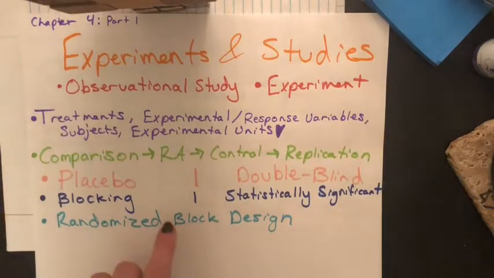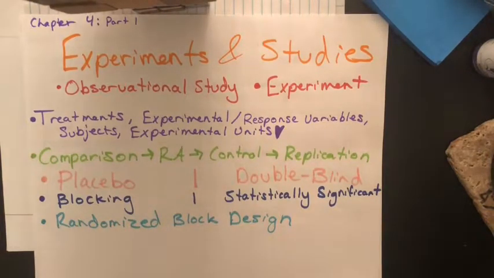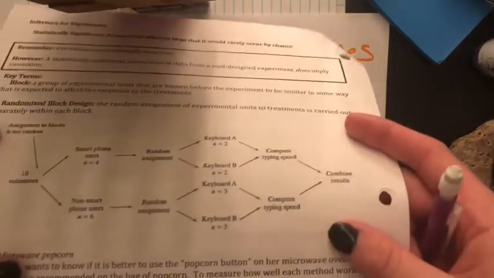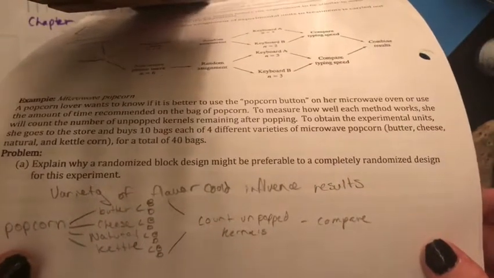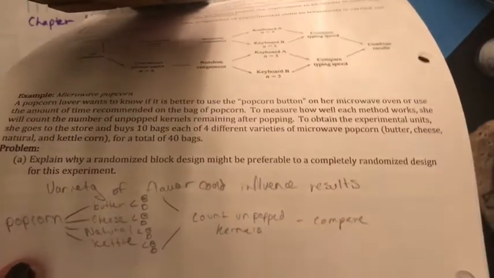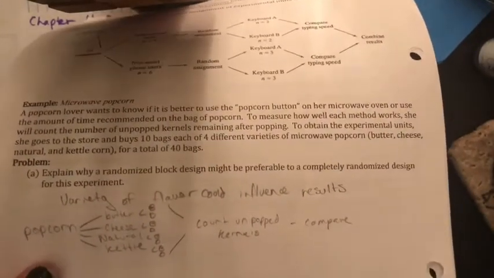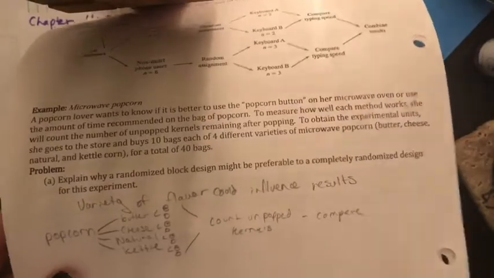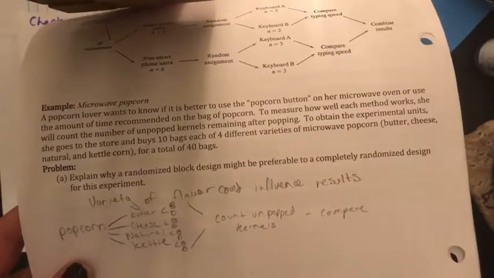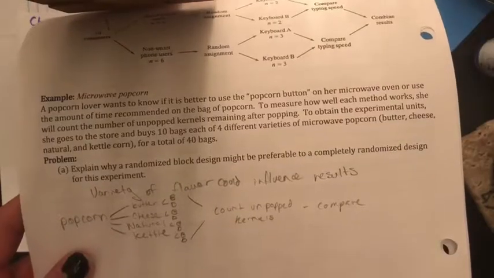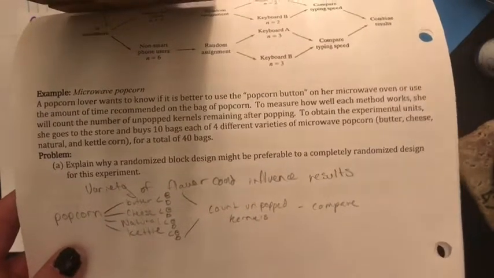So to do the randomized block design, I didn't really want to draw out an example, so I'm just going to show you through our notes that we took, so then you don't have to go back yourself. So here is the block assignment one. I'm going to do this example here, which revolves around popcorn. So there's 4 different types of popcorn, and it's deciding whether or not it's better to use the button or the recommended time on the bag.